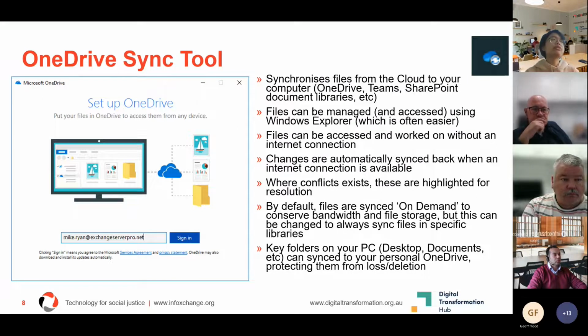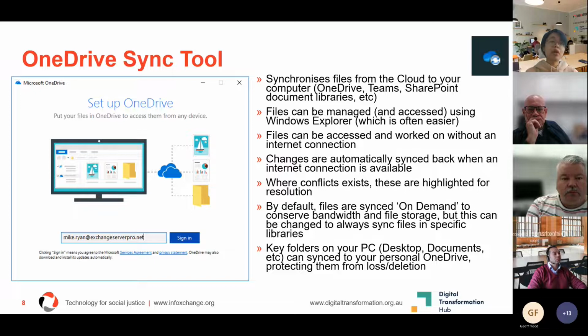Now I would like to introduce you to a tool called the OneDrive Sync Tool. I think it's one of the best features so far in Office 365. It allows you to synchronize files from the cloud to your computer. That includes OneDrive, Teams, and SharePoint document libraries. So all those file storage tools that I just introduced to you have these synchronization features. Files can be managed and accessed using Windows Explorer with OneDrive Sync, which is often easier for those of us who have been using computers and are so used to the Windows Explorer interface.